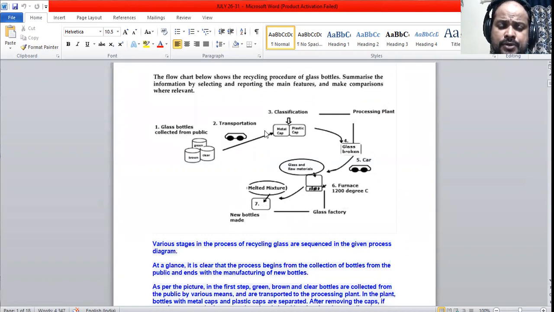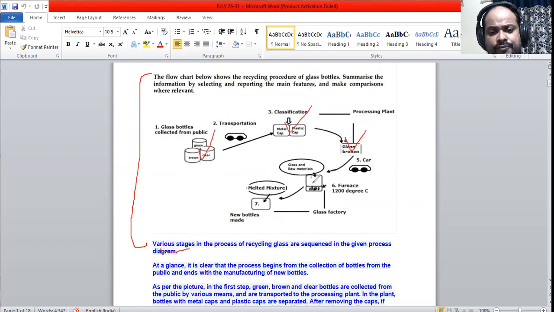Here is the introduction and here is a question. Let's see how it is different. Here this is a question and this is the introduction. The flow chart below shows the recycling procedure of glass bottles. Various stages, 1, 2, 3, 4, 5, in the process of recycling glass are sequenced in the given process diagram or in the given flow chart. If you want to say in particular, it is in flow chart.